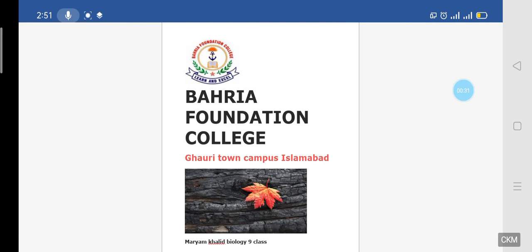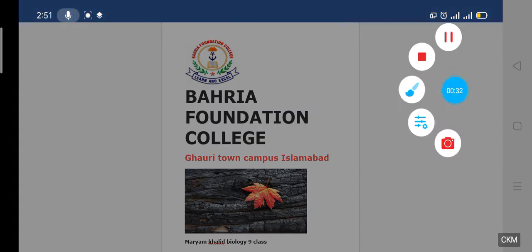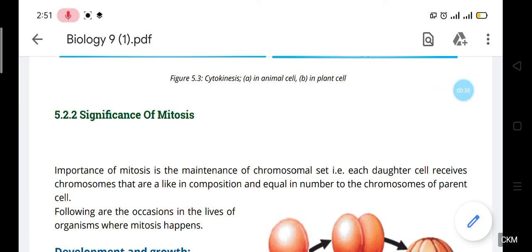Now we are going to discuss the significance of mitosis. Significance means advantage. What is basically the advantage of mitosis?